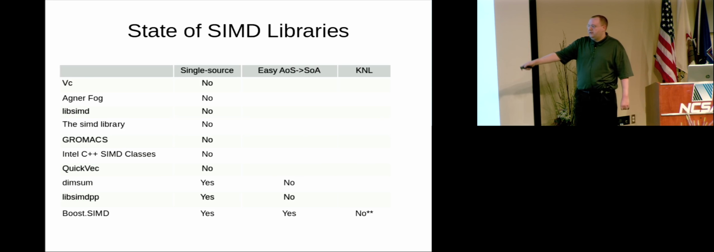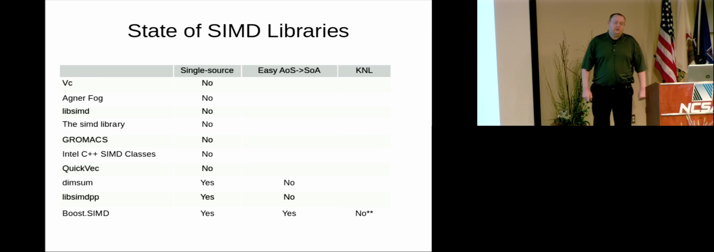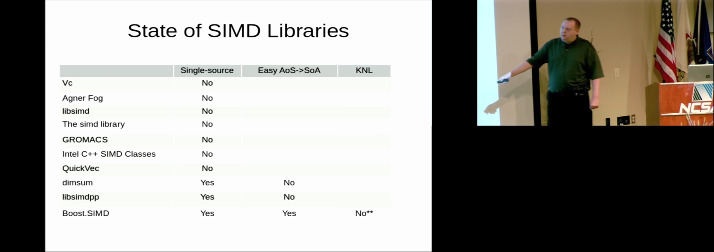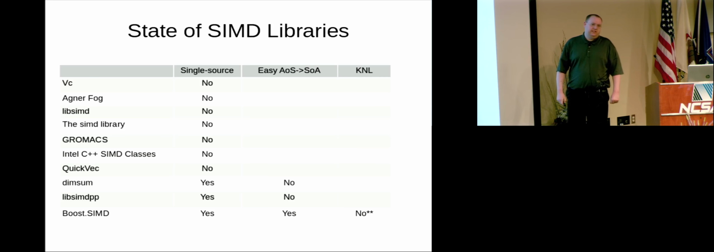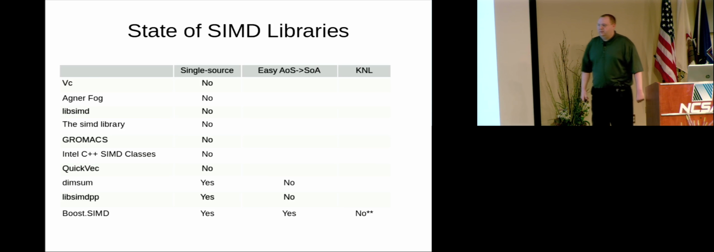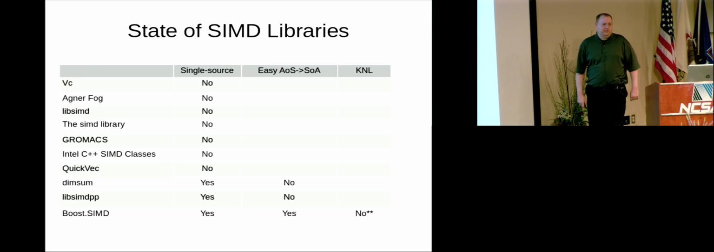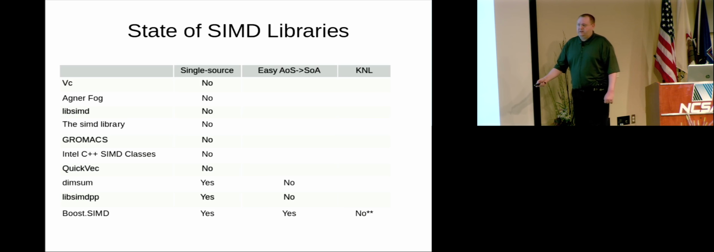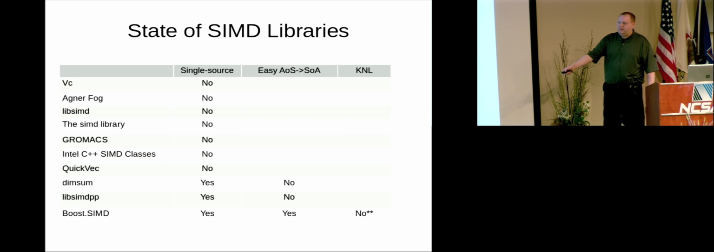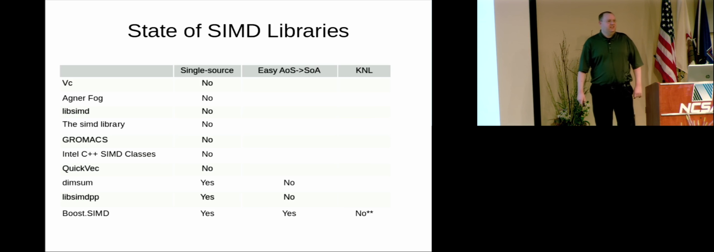libsimd-pp is in the same boat. BoostSIMD has single source. It has easy SOA AOS. It did have KNL support. It no longer does because a few months ago, the company that owns the code base behind BoostSIMD decided to pull the rug out from under the developers, and so the open source variant of BoostSIMD is now a stripped down version of what it used to be, and we're not sure it's ever actually going to make it into Boost. So we'll see what happens there. I was really sad by this because it satisfied everything I wanted.